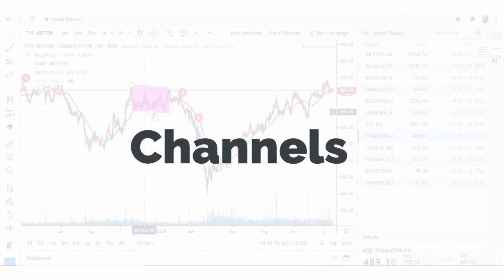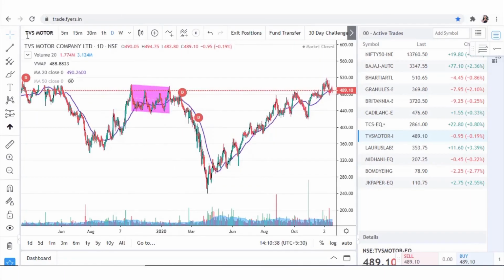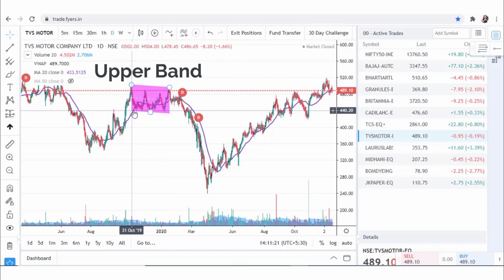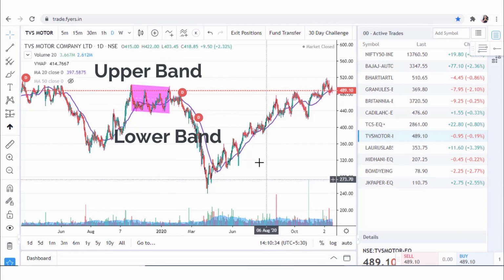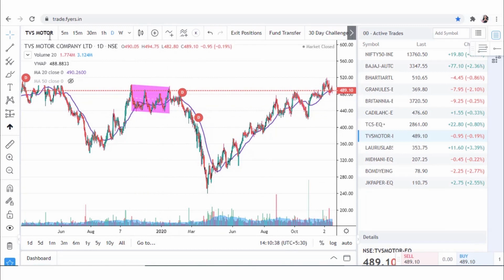Channels. Channels consist of two lines, one connecting support and another parallel line connecting resistance. The line connecting the resistance is called the upper band of the channel. The line which connects the support is called the lower band of the channel. A channel helps immensely in identifying the momentum or the velocity of the trend.